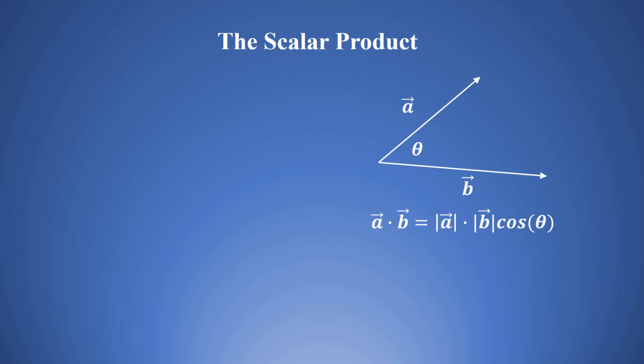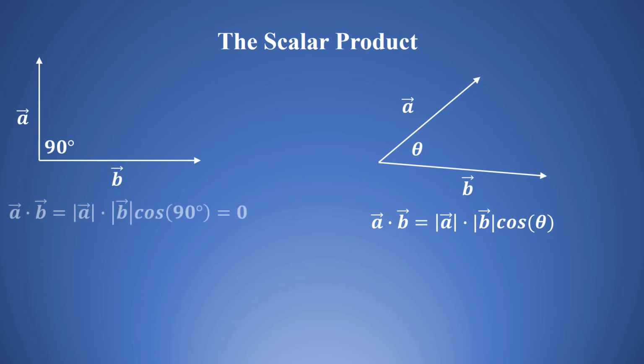There are two cases for zero dot product. The first one, as I said before, is if at least one of the vectors is equal to the zero vector. And the second case is the more important case: if the vectors are perpendicular to one another, which means that the angle between the two vectors is 90 degrees. And that's because the cosine is equal to 0 at 90 degrees.